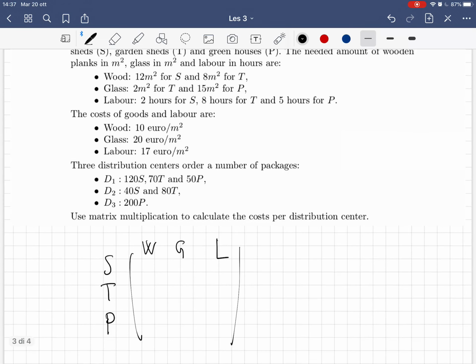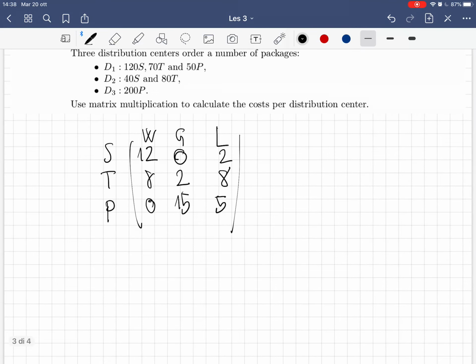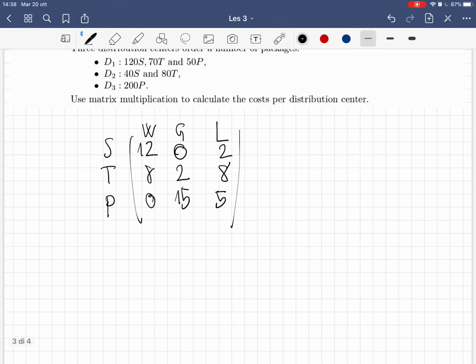Okay, whatever this is. So it's going to be 12 here. Now it's just a table. And 8 here, nothing here. Glass is going to be 2 here, 15 here, and yes, nothing here, I think. And labor is going to be 2, 8, and 5. So this is the first matrix, the production matrix if you want.